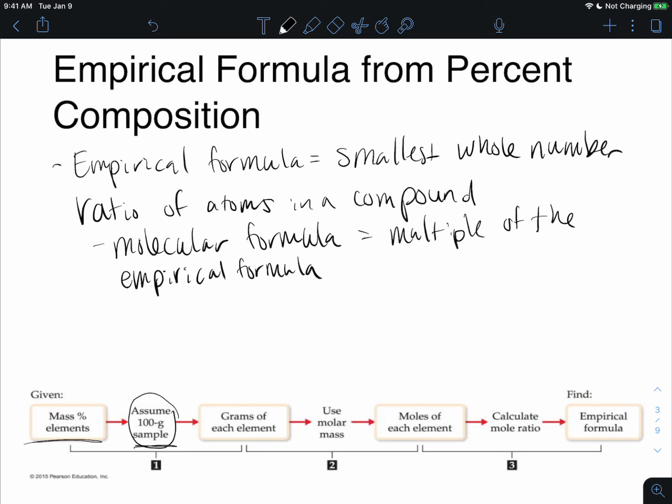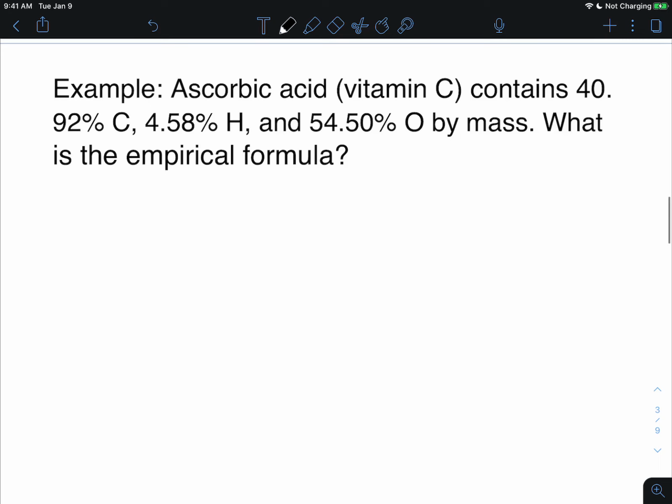And then once you have your grams of each element, you're going to use their molar masses to go from grams of the element into moles of each element. And then using your mole ratio, you can determine your empirical formula. And of course, I find this easiest with an example, so let's try one. We've got ascorbic acid. It contains 40.92% carbon, 4.58% hydrogen, and 54.5% oxygen by mass. We want to know what the empirical formula is.